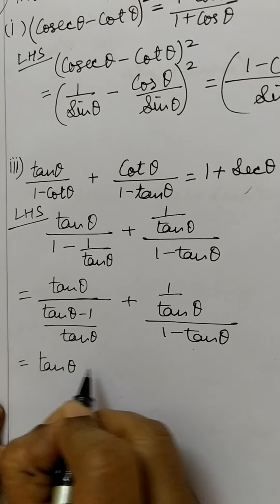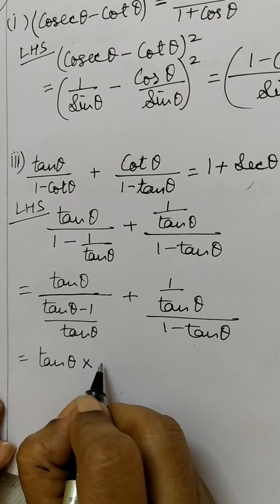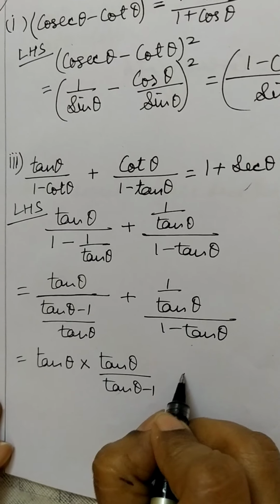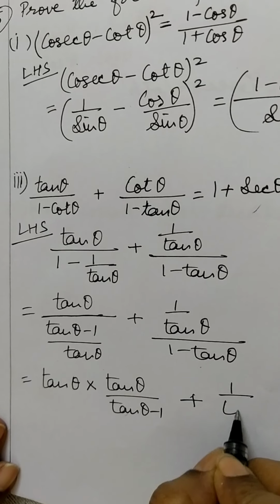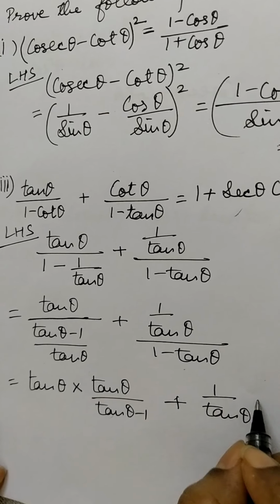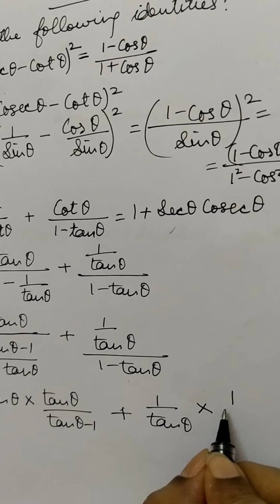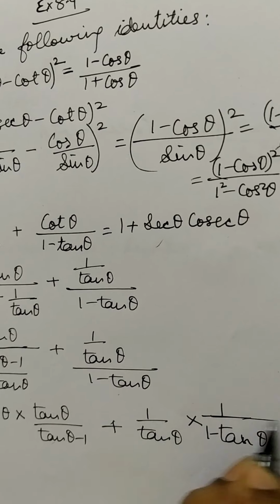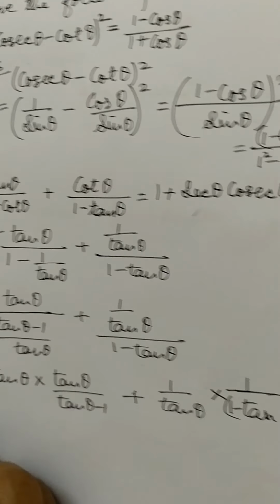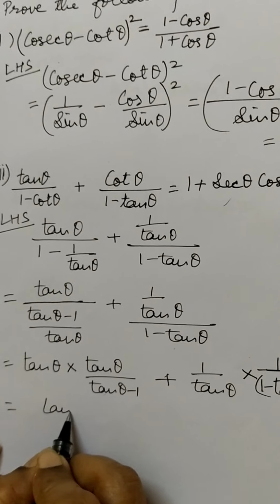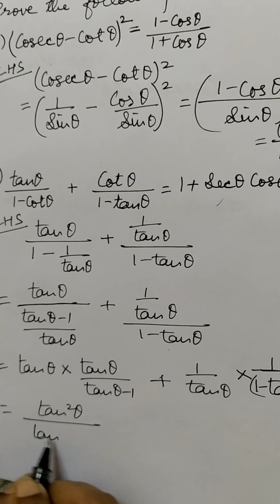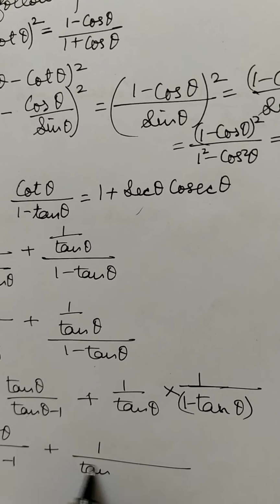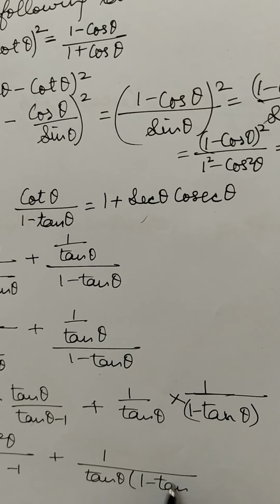Similarly here also tan theta into, it will be tan theta upon tan theta minus 1 plus, similarly here also 1 upon tan theta is numerator. It will go on this side with multiplication sign and its reciprocal 1 upon 1 minus tan theta. So first term becomes tan square theta upon tan theta minus 1 plus 1 upon tan theta into 1 minus tan theta.